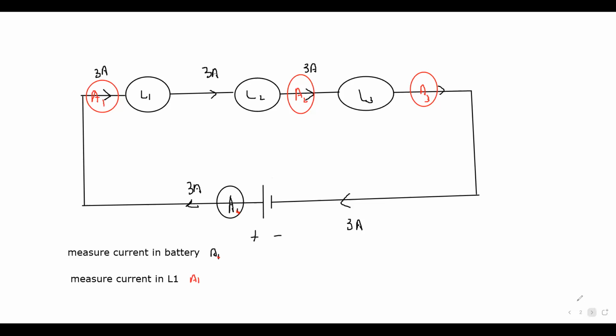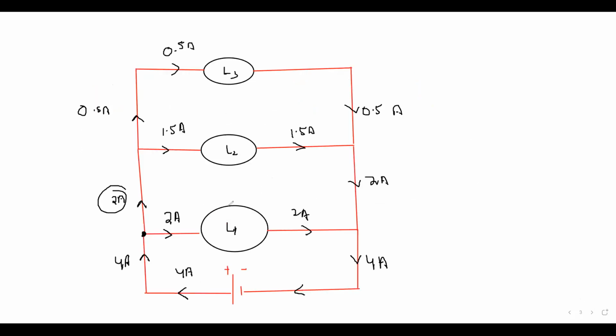In the same way, if we have a parallel circuit like lamp 1, lamp 2, and lamp 3, and I want to measure the current in lamp 1, lamp 2, and lamp 3, where should I connect? You can use the screen annotation. Where should the ammeter be?